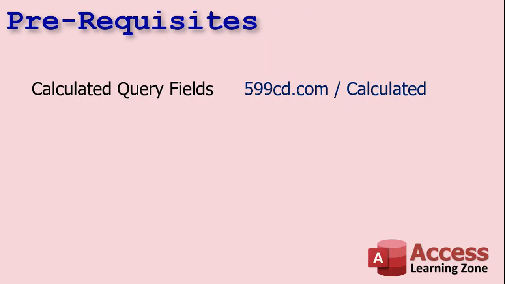Okay, just one prerequisite before we get started today. If you don't know how to make calculated query fields, then go watch this video. It's free. It's on my website. Calculated query fields is where you take a query and you make a new field that's based on other fields or mathematical calculations or something else. So you need to know how to do that before we continue for today. So go watch that and then come on back.